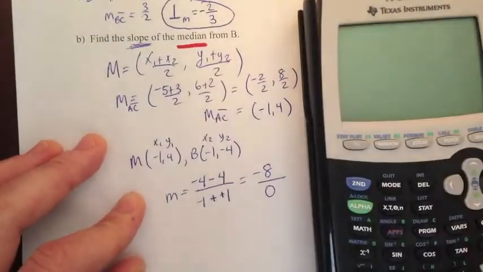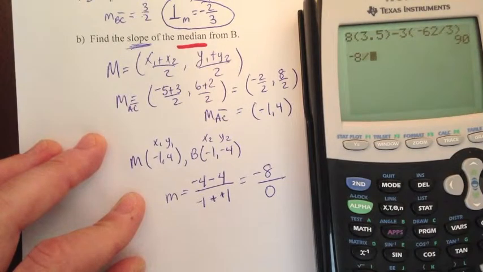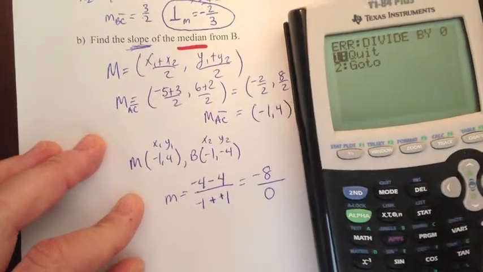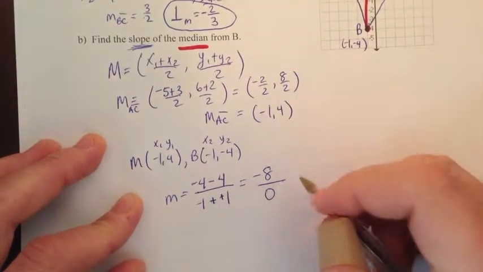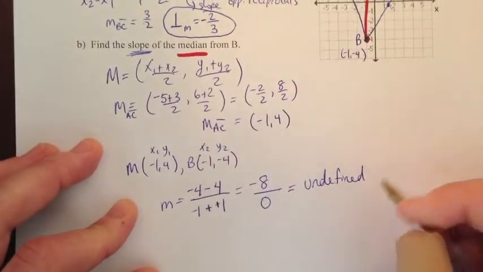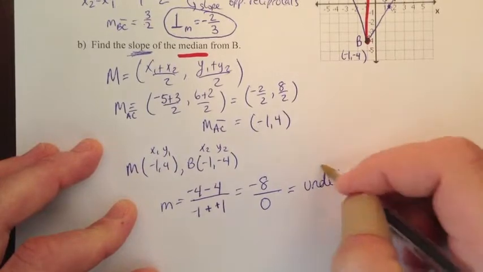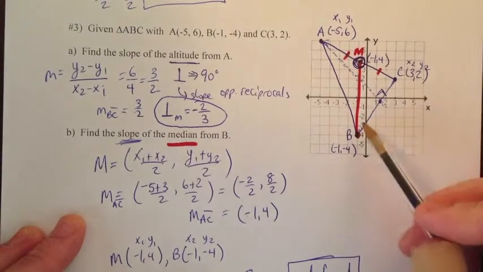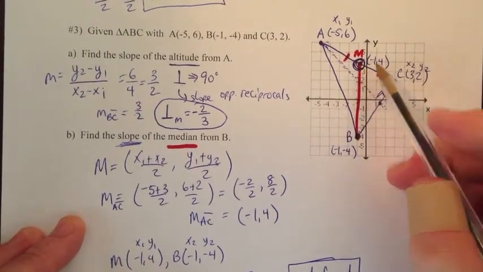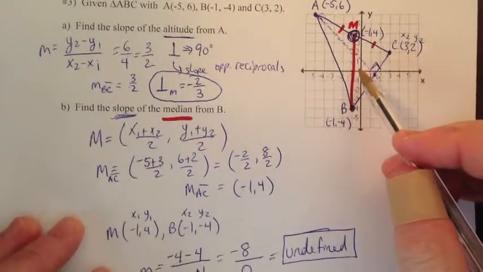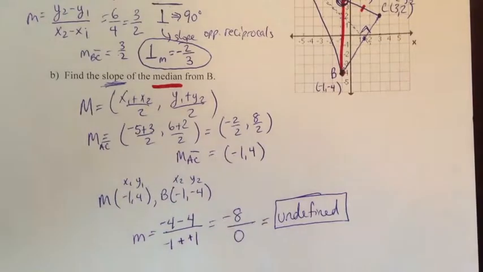Okay, now I get confused by this. Negative 8 divided by 0 is, oh, error, divide by 0. We can't do that. So what we say is the slope is undefined. That would be the slope of the median. Okay? Undefined. And actually, if I had recognized, let me go back to my median. This is why I draw it. Do you see that this is a vertical line? The slope of a vertical line is always undefined. Okay, so those are the connections that we made. That is the end of the notes.